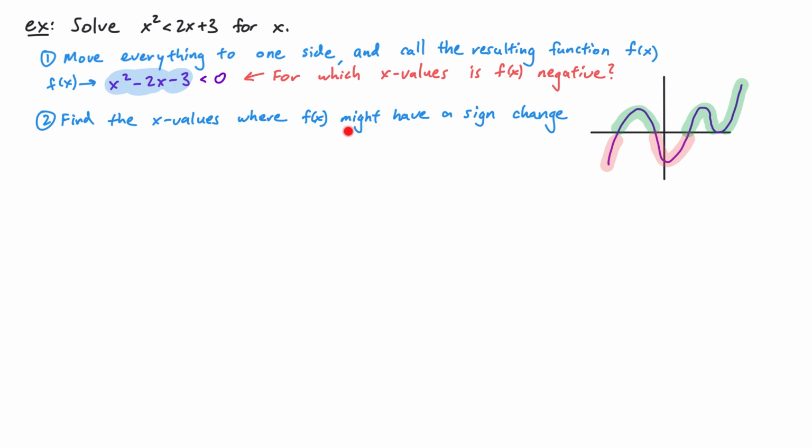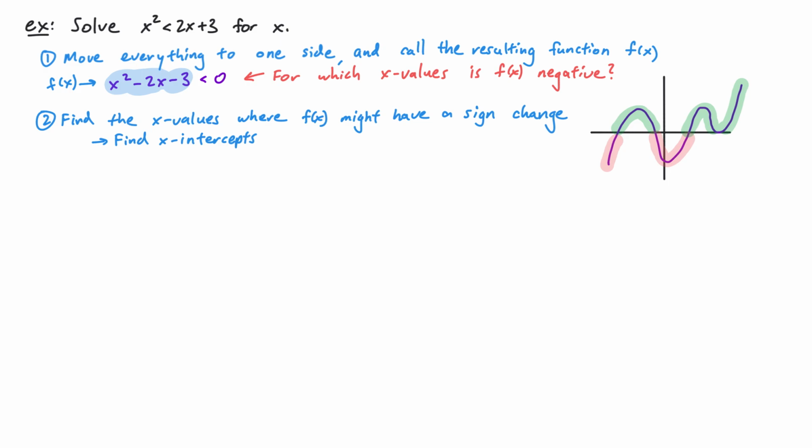Now, I say the word might because it's not guaranteed that you'll always have a sign change at an x-intercept. For example, this point at the end here is an x-intercept, but my function before it is positive, and it's positive after it as well. So in our second step here, what we want to do is find the x-intercepts of our function.